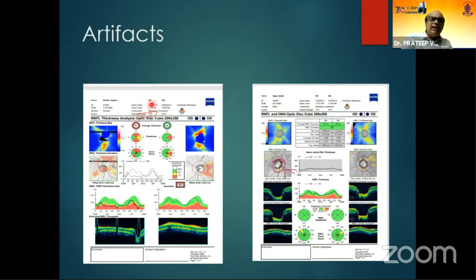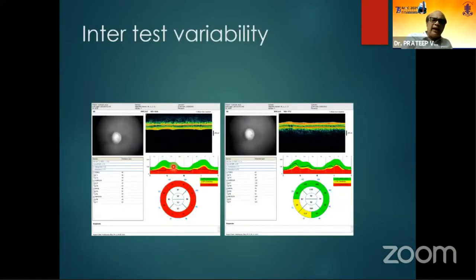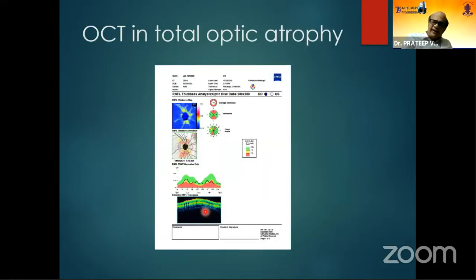Though you can see that it's a very good map, still you can see that there is lots of defect in the superior nerve fiber layer because the disc is decentered. Here you can see that it's a blinking artifact, and you can see that it's a red disease over here. That is the biggest problem of the OCT. The red disease and the white disease, the green disease is pretty common.